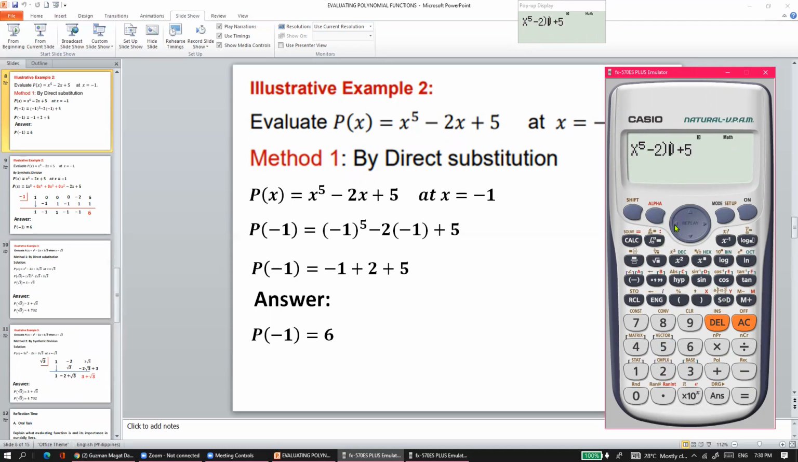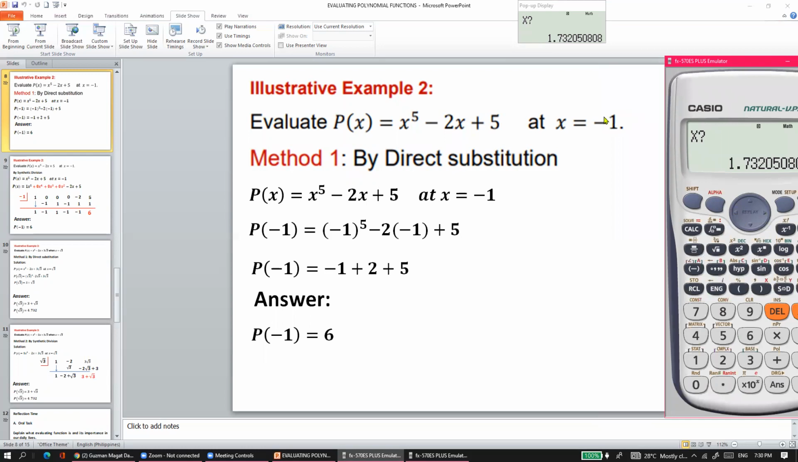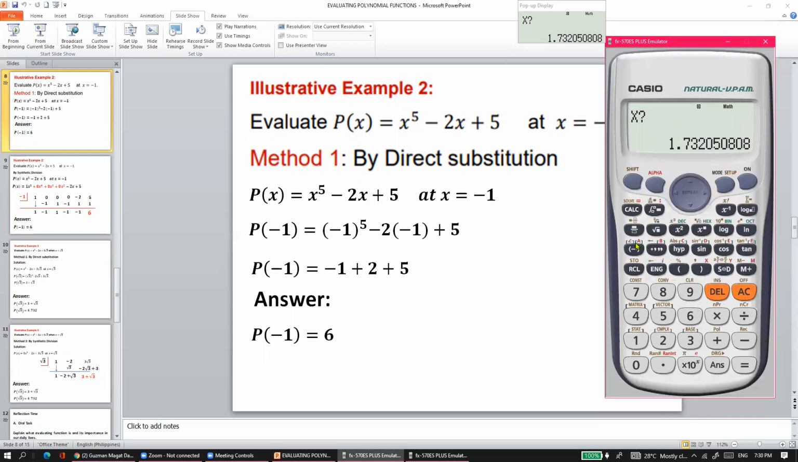Sumobra yata yung ano ko, nawala yung x. Type ko alpha x. Alpha x. Delete ko ulit. Alpha x. Ayun. Okay, pindutin ko yung calc. Ano daw yung x natin? Negative 1. So, tatype ko yung negative and then 1 and then equal. You will see that the result is 6. Ayun siya, anak. Kuha na ba?